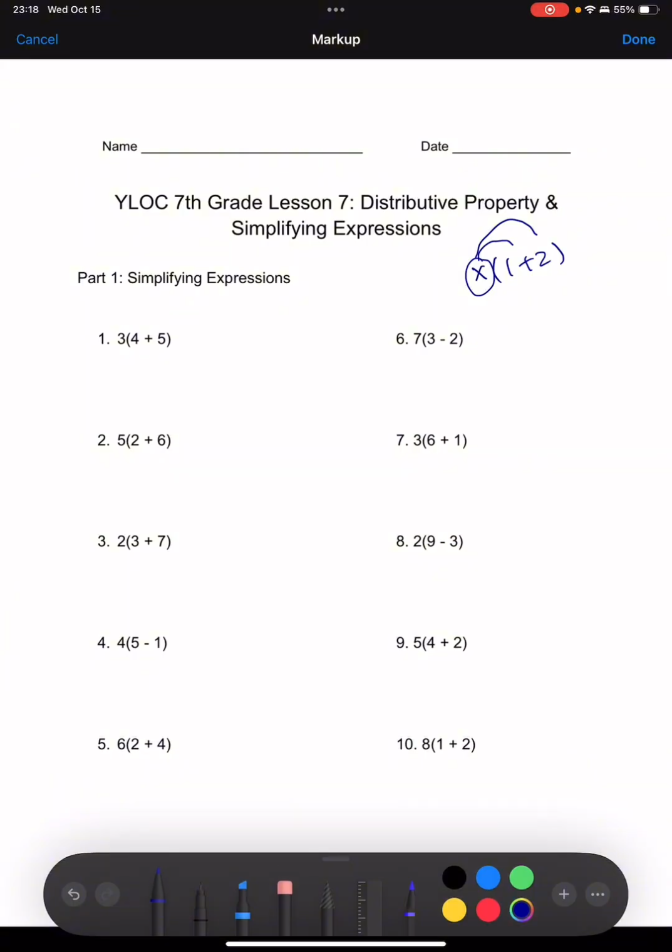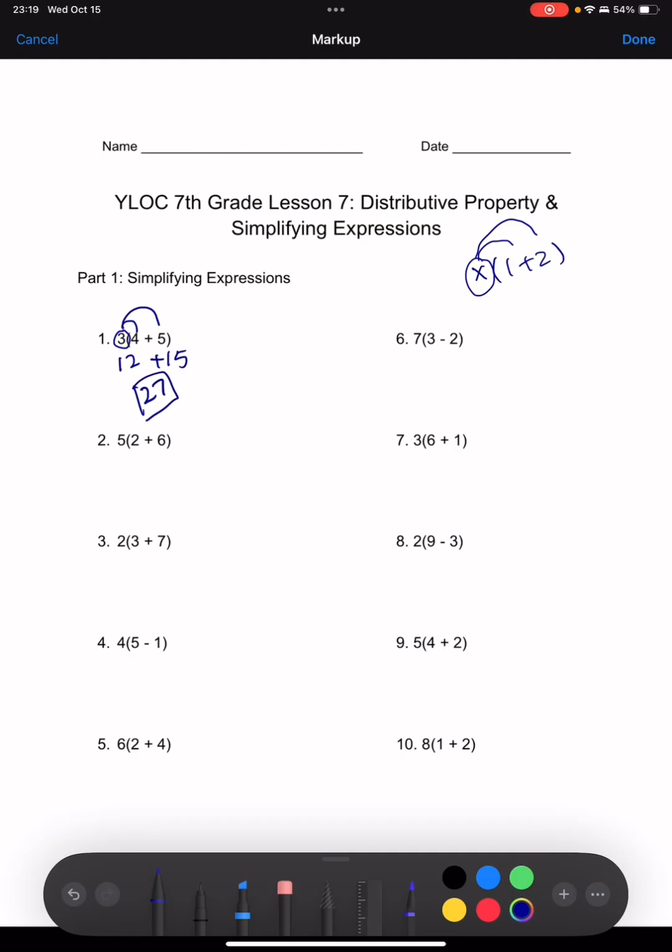So let's look at question number 1. We have 3 parentheses 4 plus 5 parentheses. We have to apply the 3 that is outside of the parentheses and apply it to each number inside the parentheses. So 3 times 4, 12. 3 times 5, 15. Add those together and we get 27.